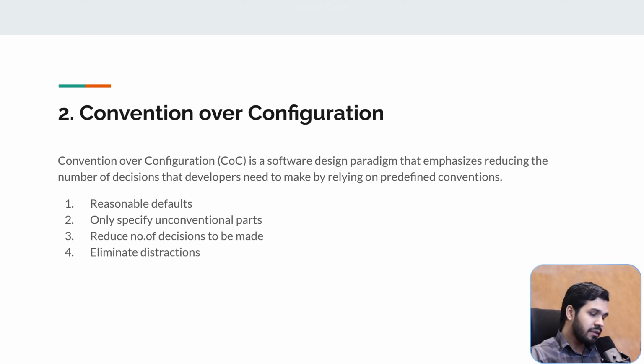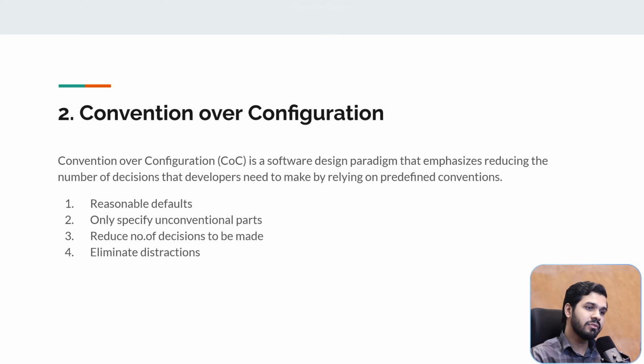So especially for starters, when they create a new project, if they have to make a lot of decisions just to start the application, that is going to discourage them. That is going to make the development complicated for the people. So convention over configuration reduces the number of decisions to be made and eliminates distractions.